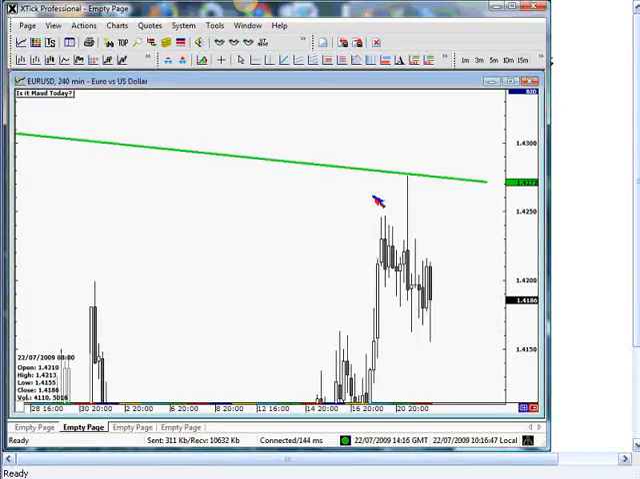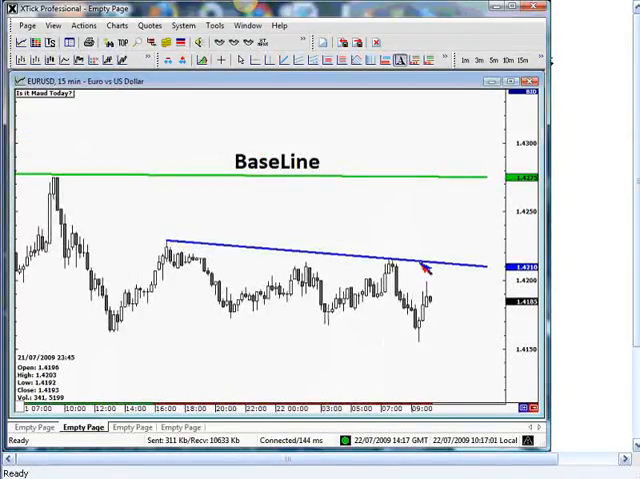That means that if the currency pair rises, we might see the currency pair rise up to and hit this green baseline. And I'm going to go to the 15-minute chart, something shorter term. And I'm going to draw a trend line across the 15-minute chart. And now what I've got is, everyone, I've got a baseline here and an entry line here.